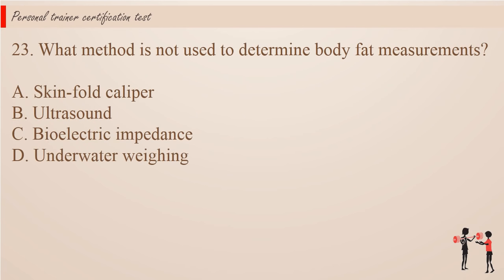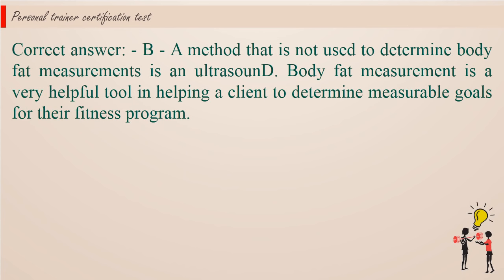Question 23. What method is not used to determine body fat measurements? A. Skin fold caliper. B. Ultrasound. C. Bioelectric impedance. D. Underwater weighing. Correct answer, B. A method that is not used to determine body fat measurements is an ultrasound. Body fat measurement is a very helpful tool in helping a client to determine measurable goals for their fitness program.